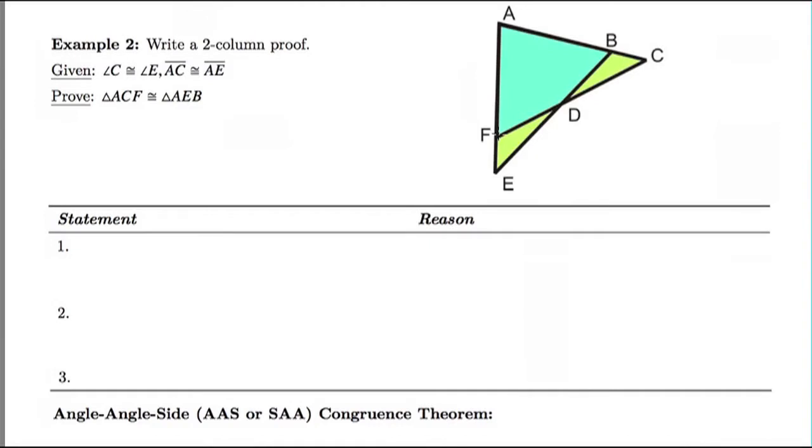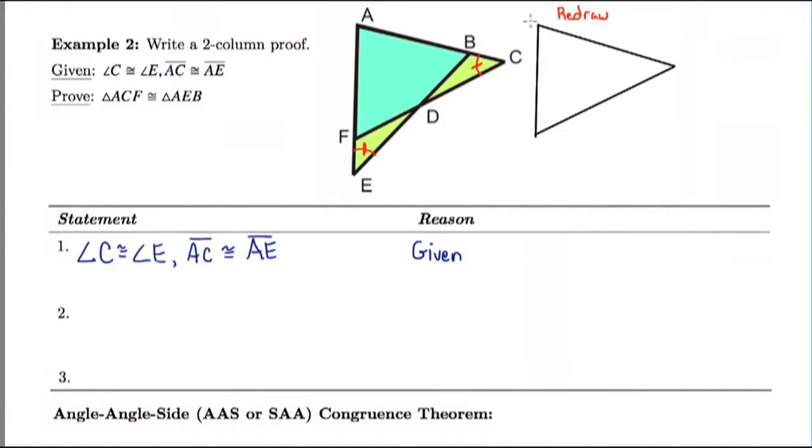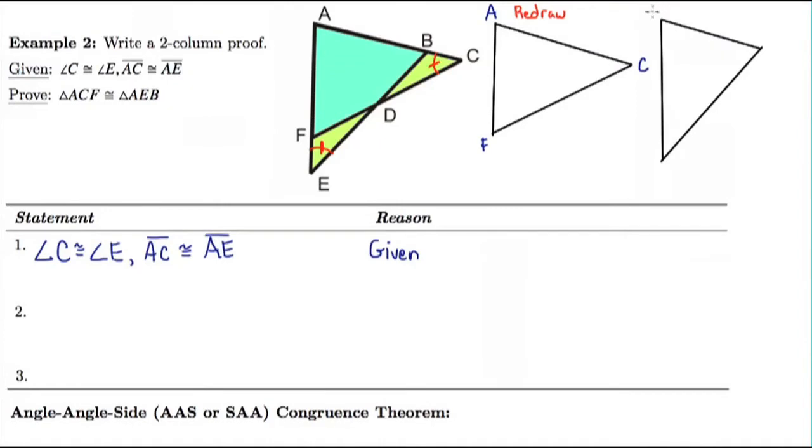Okay, example 2, we're looking at a proof. I have these two overlapping triangles here, and I'm given that angle C is congruent to angle E, and segment AC is congruent to AE, and I want to prove these two triangles are congruent, triangle ACF and triangle AEB. So I can write the given statement, and I'm going to redraw these two triangles so I can better see what I know and what I need to find. So here's the first triangle in gray, and the second triangle here in blue.